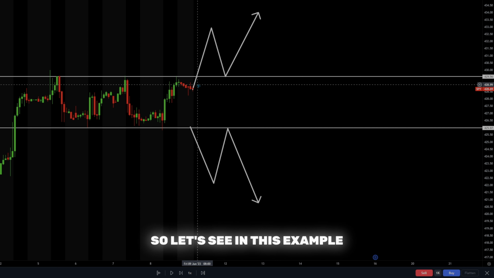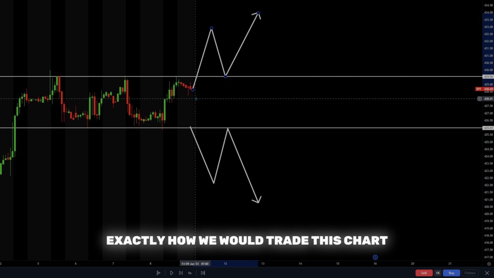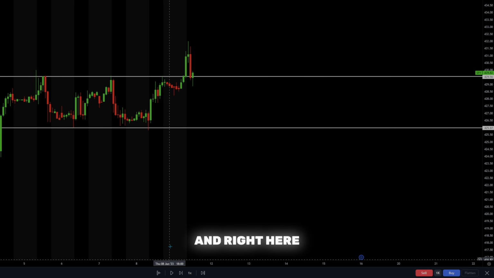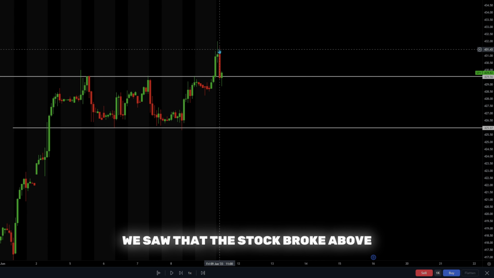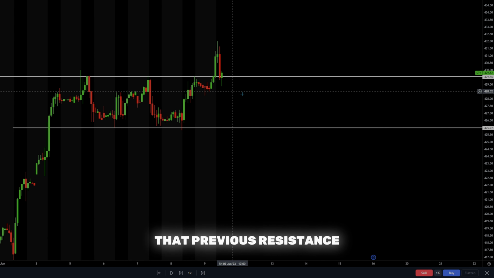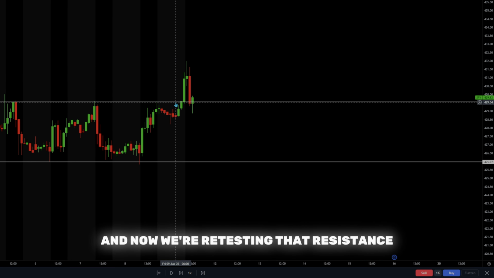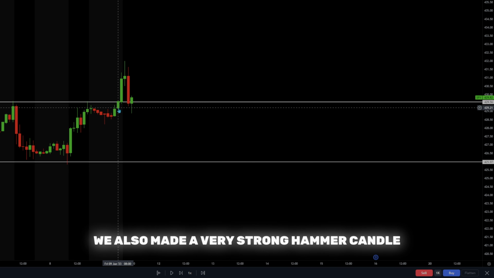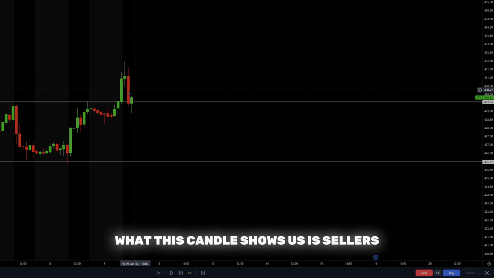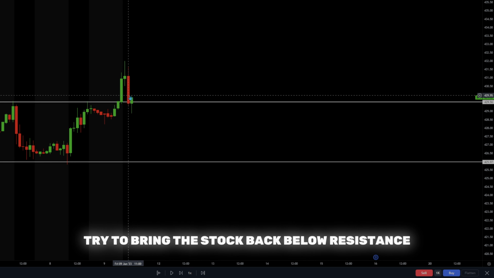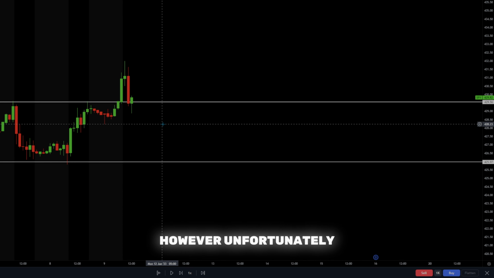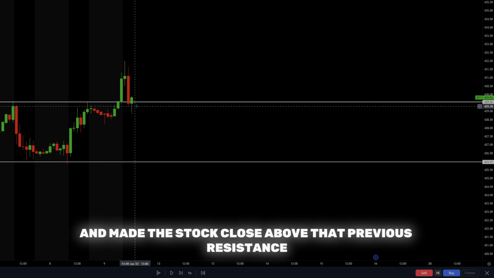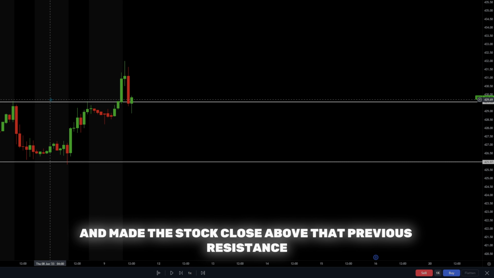So let's see in this example exactly how we would trade this chart based off the price action. And right here, what do we see? We saw that the stock broke above that previous resistance, and now we're retesting that resistance that has now turned into support. And to confirm that move, we also made a very strong hammer candle. What this candle shows us is sellers try to bring the stock back below resistance. However, unfortunately, they could not do so, and buyers came back, which is this wick right here, and made the stock close above that previous resistance.